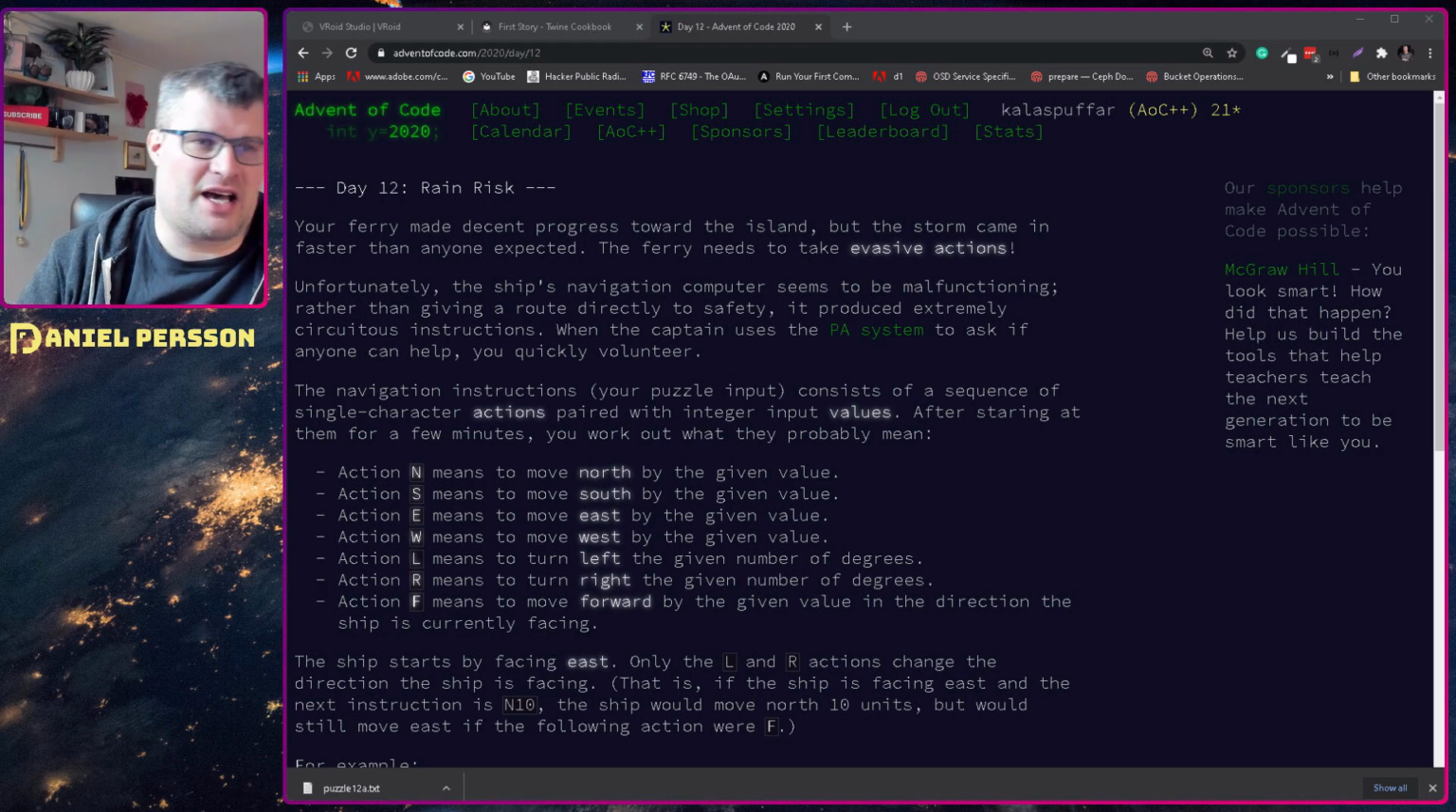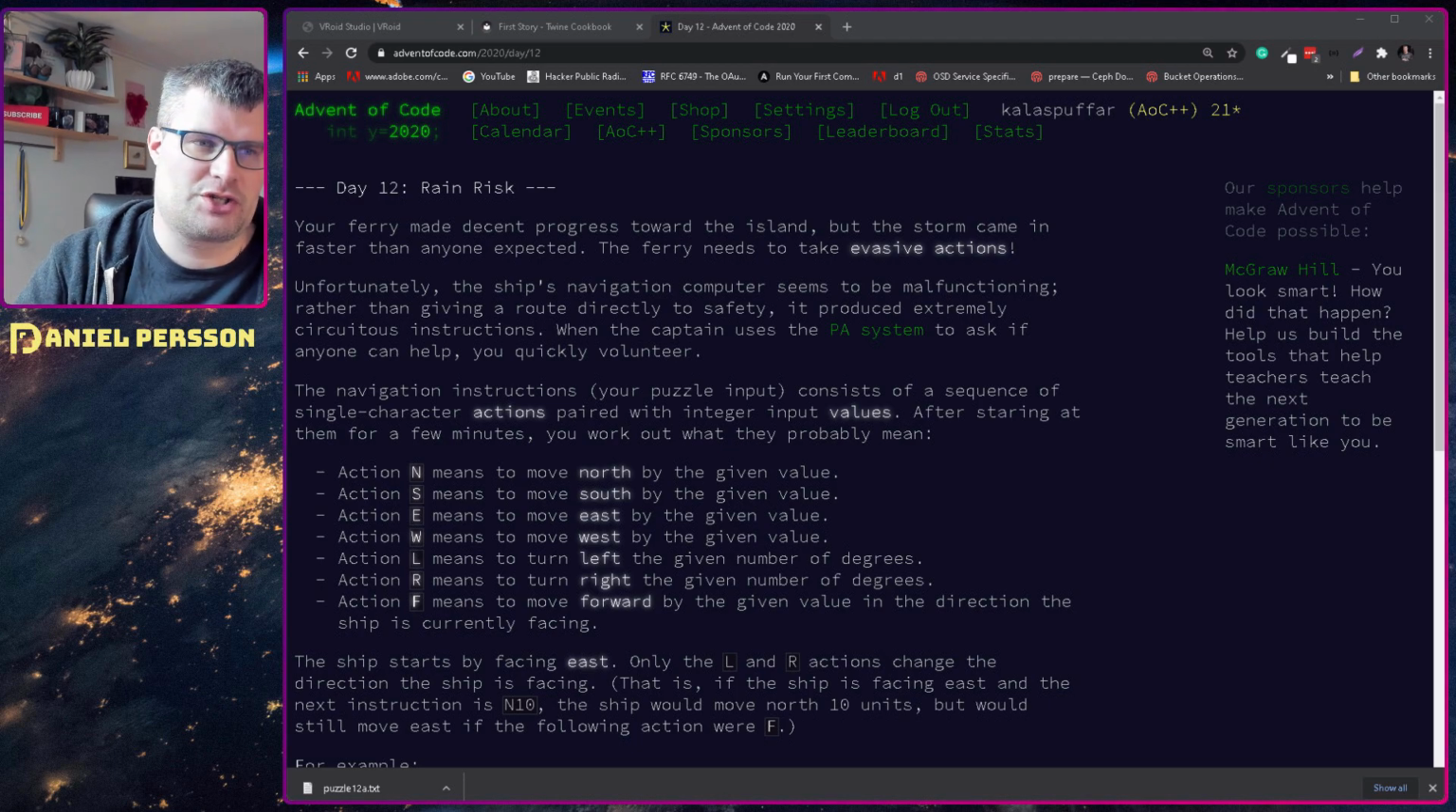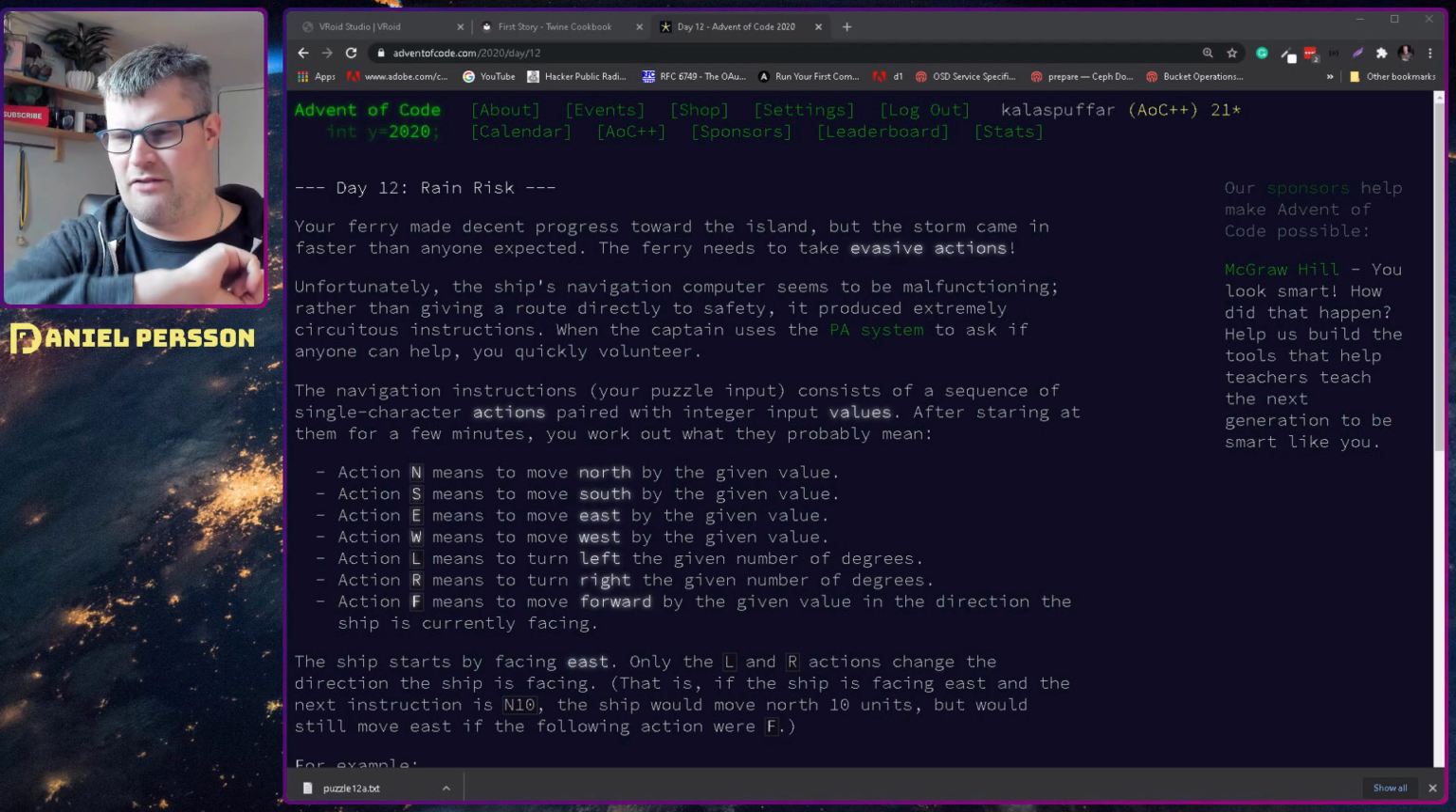So, your ferry has made decent progress towards the island, but the storm came in faster than everyone expected. The ferry needs to take evasive actions. Unfortunately, the ship navigation computer seems to be malfunctioning. Rather than giving a route directly to safety, it produces extremely circuitous instructions. When the captain uses the PA system to ask if anyone can help, you quickly volunteer.